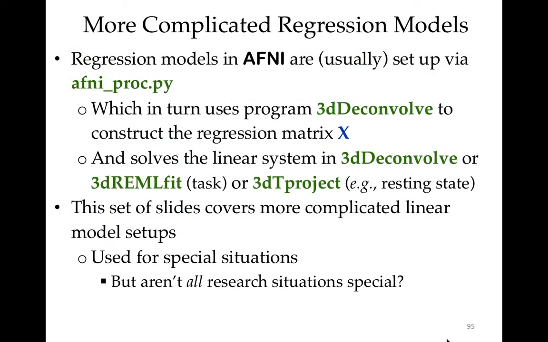Regression models in AFNI are usually set up using the afni_proc.py superscript. This script in turn uses a bunch of different programs to carry out its objectives. The one that it uses to create the regression matrix is called 3dDeconvolve. 3dDeconvolve can also be used to solve the linear system, or another program called 3dREMLfit, which I'll discuss in the successive talk after this one, or 3dTproject, which is used for resting state regression. I'll discuss that one at the end of this talk.